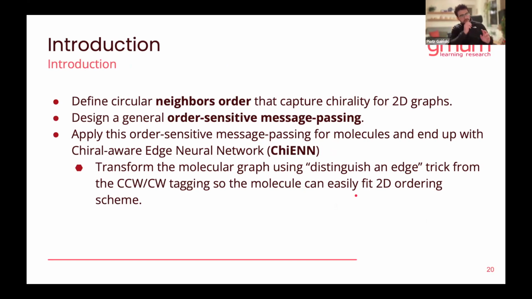So we basically do three things in our method. First, we define a circular neighbors order of the neighbors of a central node that captures the chirality for 2D graphs. Then we design a general message passing scheme which is order sensitive, so it can distinguish between different orders. We'll define orders later. And then we apply this order sensitive message passing scheme to molecules. And the result is our method, our edge neural network.